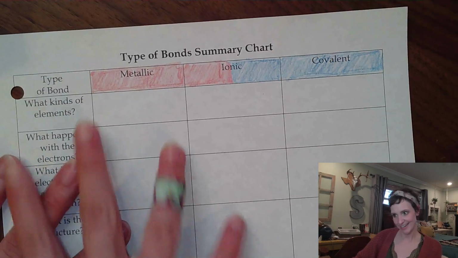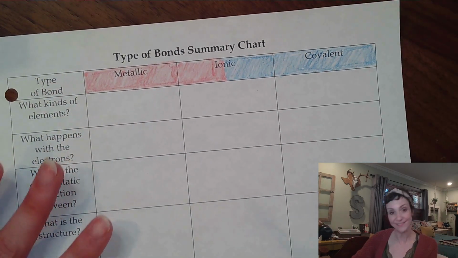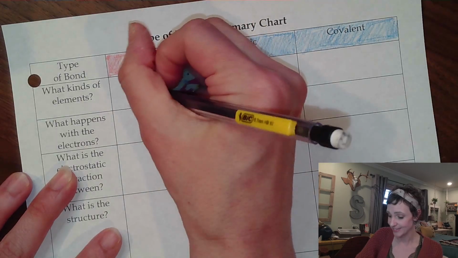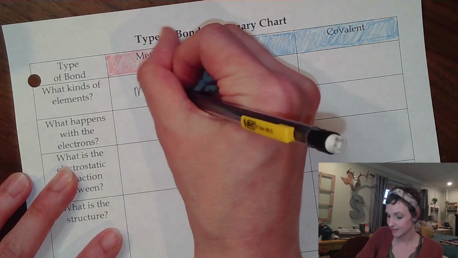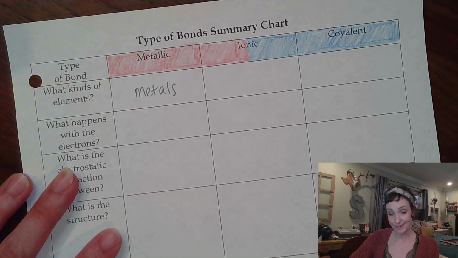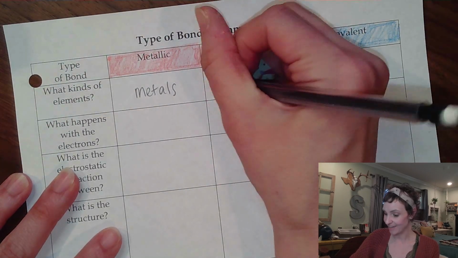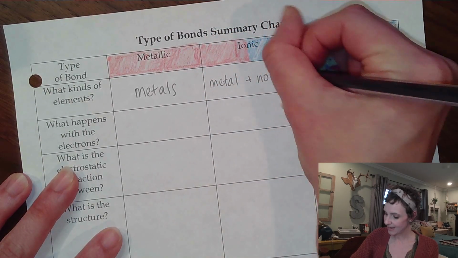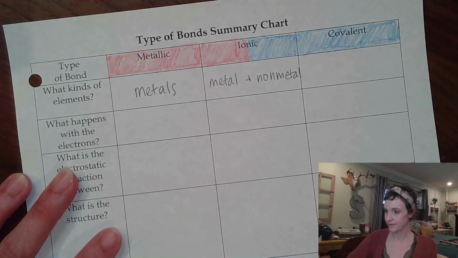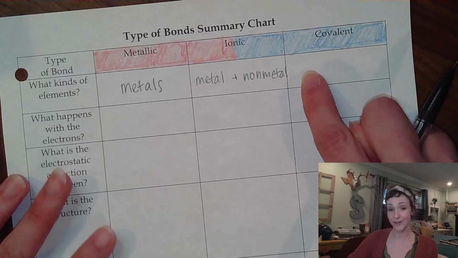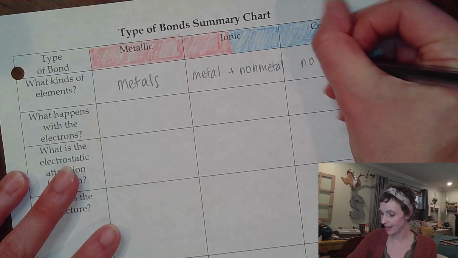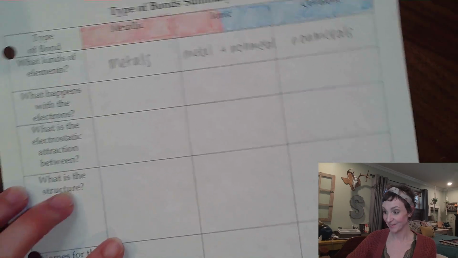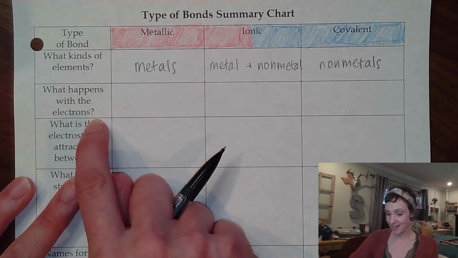So now we can actually see our colors, and you can tell me what types of elements are involved in this bond type. So what types of elements for metallic bonds? Those are metals. What types of elements for ionic? We have metal and non-metal. And then what type for covalent? We have non-metals.